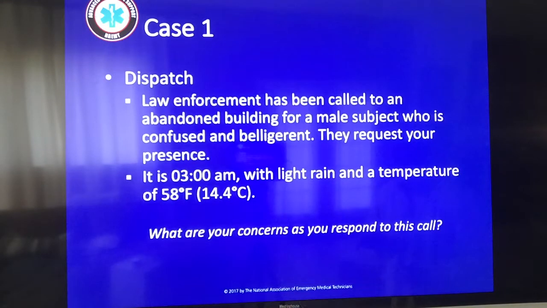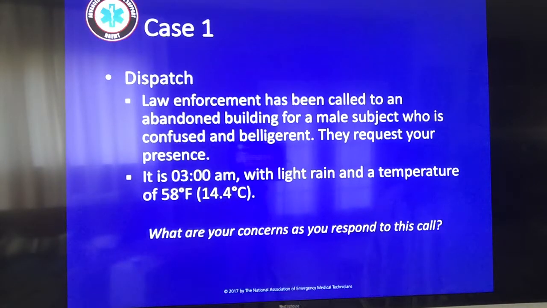All right, case one. We're dispatched with LEOs to the scene of an abandoned building, and there's a male patient there. He's confused and belligerent. We think maybe it could be alcohol, it could be drugs, it could be something else other than the environment. But what is it like? It's 3 a.m., there's some rain, and it's 50 degrees Fahrenheit.